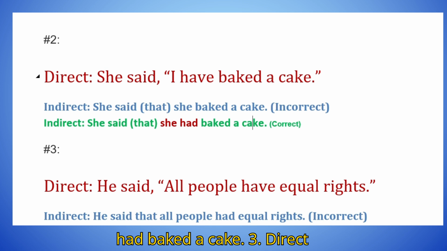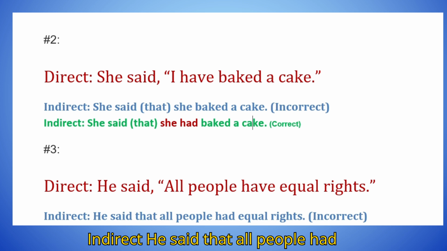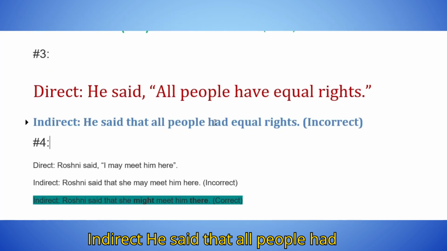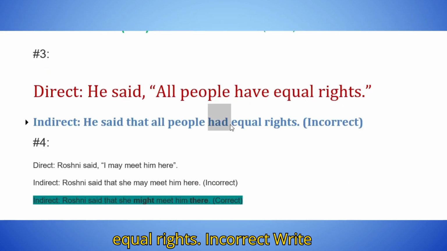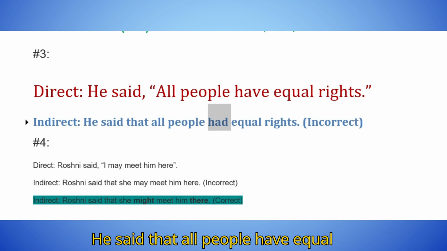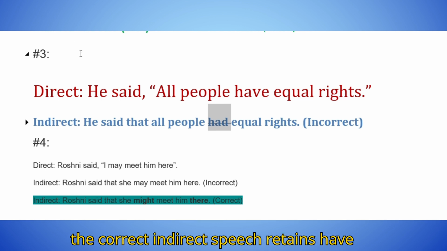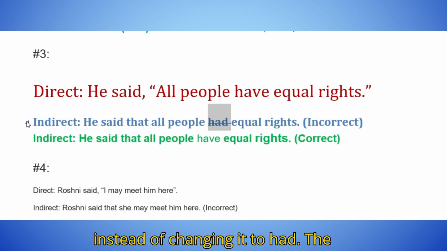3. Direct. He said, "All people have equal rights." Indirect. He said that all people had equal rights. Incorrect. Write the correct answer. The correct answer is: he said that all people have equal rights. Here's the explanation for why the correct indirect speech retains have instead of changing it to had.